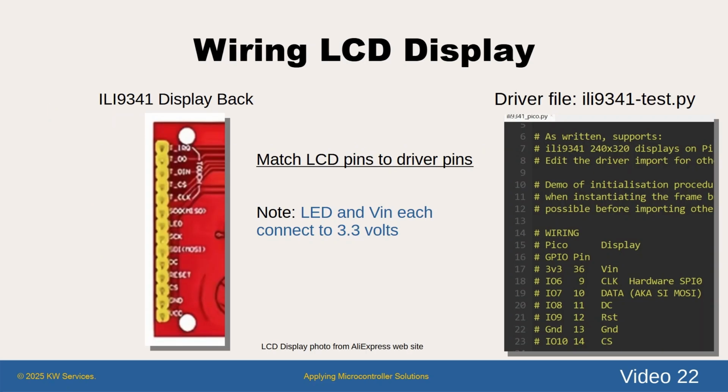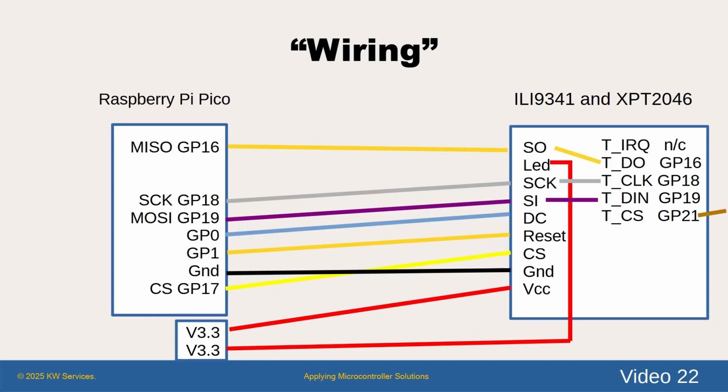We look at the back of the Ili9341 display board and match the display pins to definitions in the driver file. We will also match the display's touch pins as well for XPT2046 definitions. We can look at the Ili9341 test file to see the pin definitions. We need the hardware SPI 0 on 4 pins 16 through 19 and 2 control pins, which I used pins 0 and 1. But you can easily change these for your implementation.